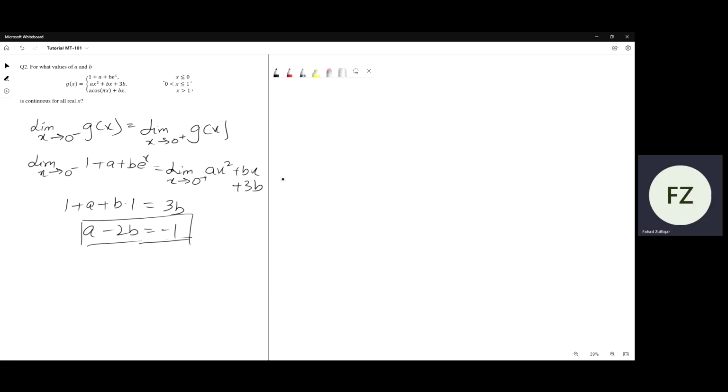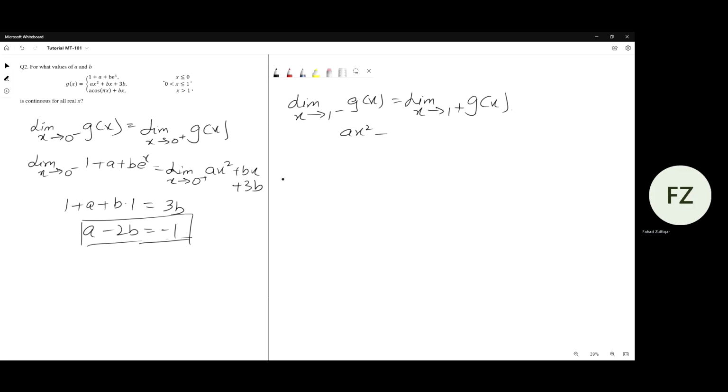Moving on to the second endpoint, which is x equals 1. For the second endpoint, we have to do the same thing: take the limit as x approaches 1 from the left, the left-hand limit of the function, and the right-hand limit of the function. For the left-hand limit, we use the second function, and for the right-hand limit, we use the third function. So this will give us ax squared plus bx plus 3b as x approaches 1 from the negative side, and as x approaches 1 from the positive side.